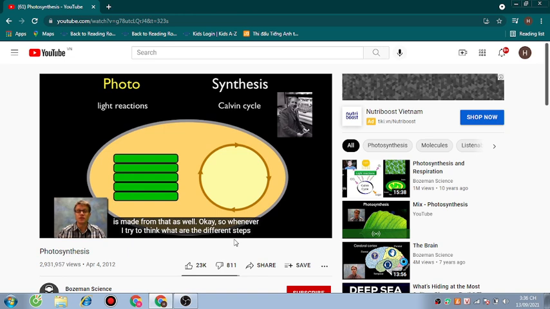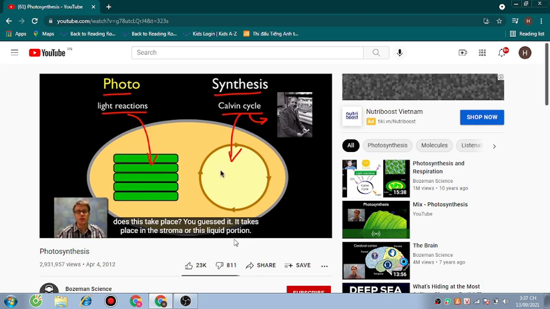Okay, so whenever I try to think about photosynthesis, I always imagine this picture right here. Photo means light and synthesis means to make, and so in photosynthesis, the light reactions are going to take place in the thylakoid membrane, and then the Calvin cycle we used to call the dark reactions, which is a silly term. It doesn't happen during the dark, it happens during the light. The person who worked this all out is Melvin Calvin, and so we name it after him.